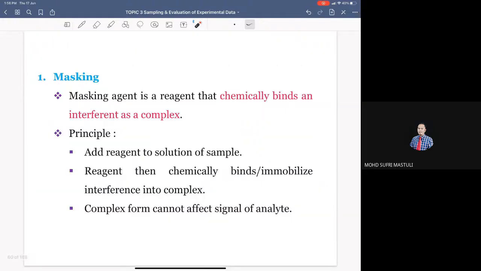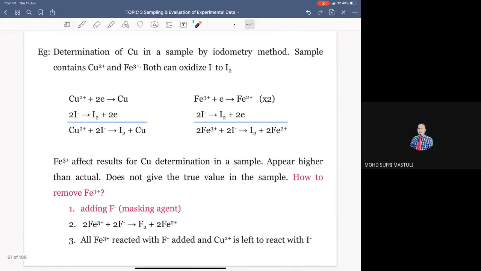So, a bit more detail on the methods to eliminate interference. First, masking. A masking agent is a reagent that chemically binds the interference and forms a complex. How do we do it? We add the reagent to the sample solution. The masking agent will chemically bind or immobilize the interference in a complex, so the complex cannot affect the signal of the analyte.